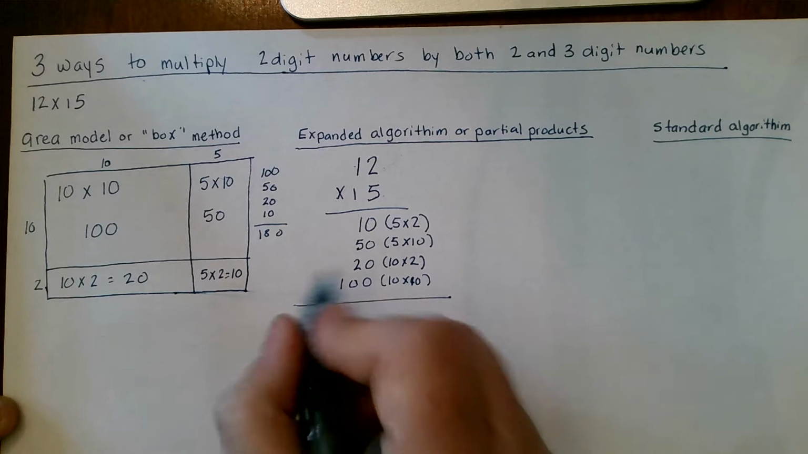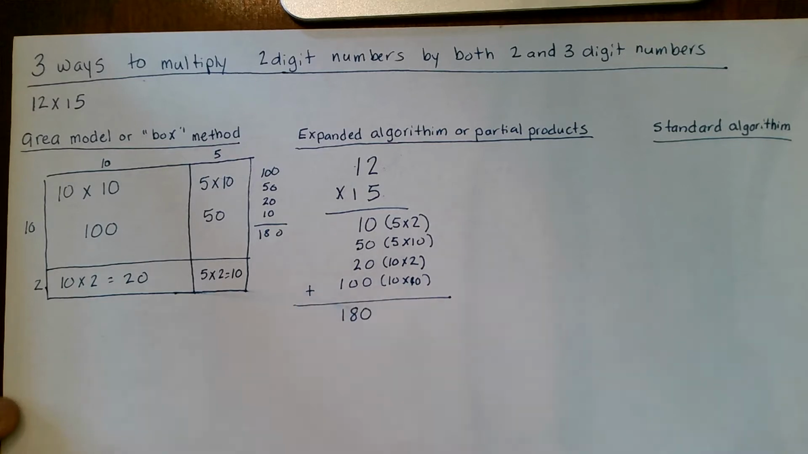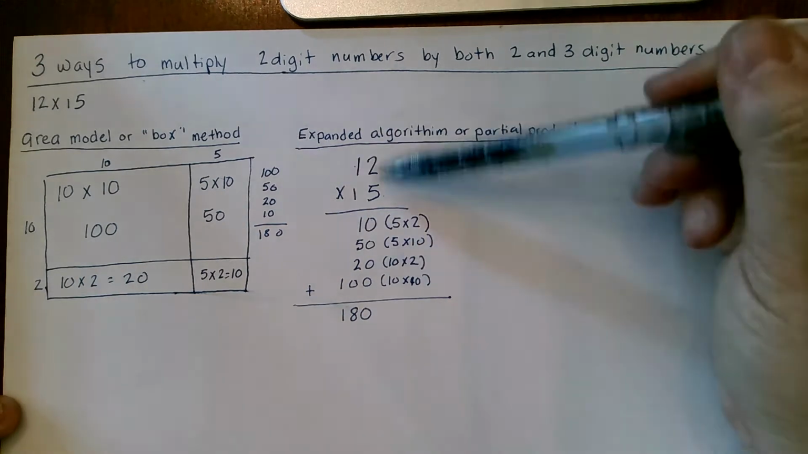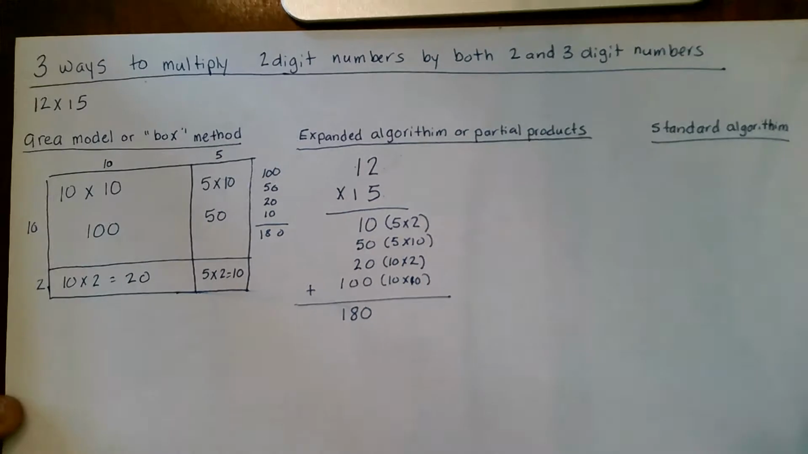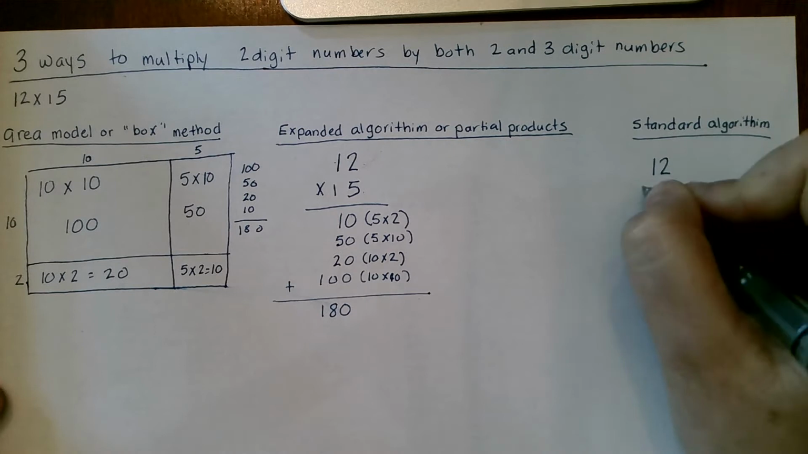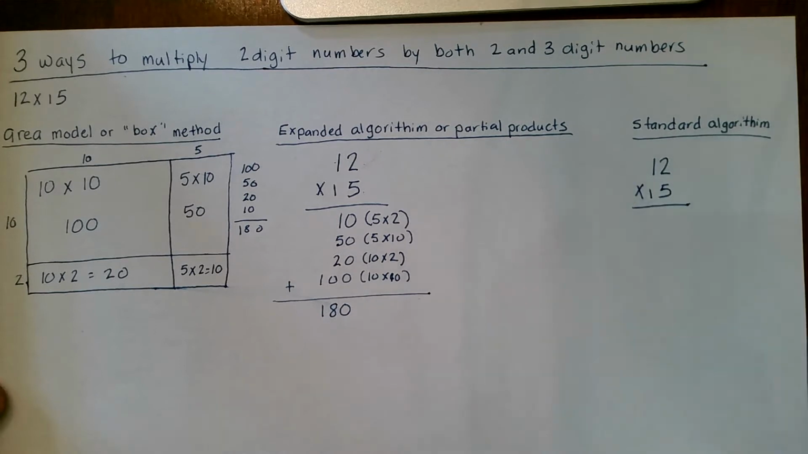And then we're going to add it all together, and we get 180 again. So it shows them this same box method, but moving closer to the standard algorithm. Then the next step is the standard algorithm, the normal thing that we are used to seeing. So 12 times 15. Each step, I'm going to connect it back to what we did over here.